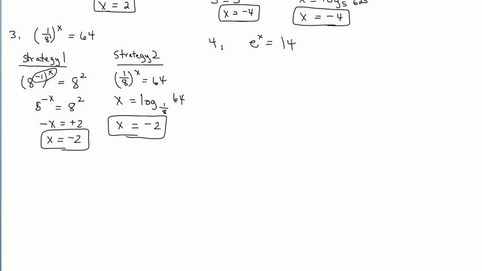Okay, well, taking a look at number 4, strategy 1 in the previous 3 examples won't work. I'm not going to get the same bases. I can't rewrite 14 as a base of e, so that option's out. So I have to go with strategy 2. All right, I got to solve for x. I want to get x out of the exponent position. That would require my changing this to a log form.